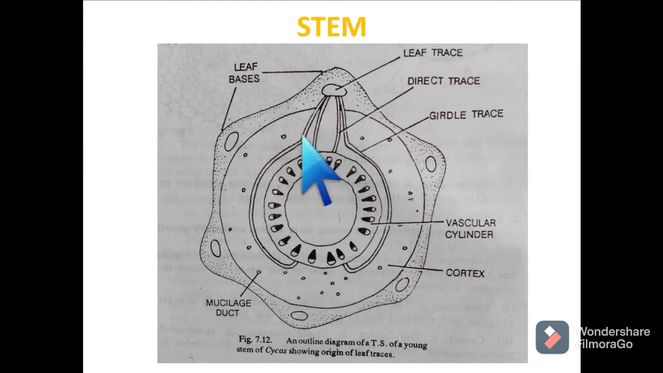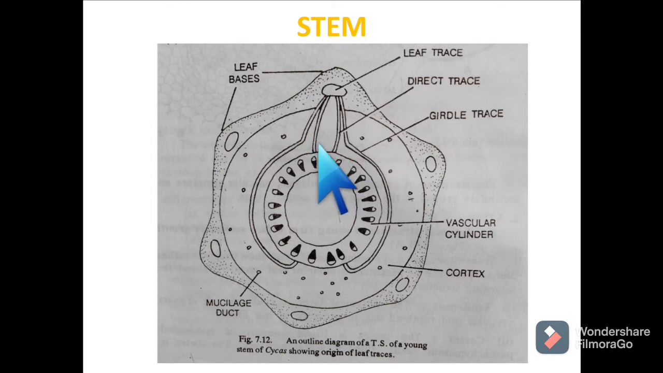Usually, as you can see here in this picture, 4 leaf traces are present. 1, 2, 3, 4. These 4 leaf traces arise from the vascular cylinder of the stem. And as you can see here, 2 of the leaf traces arise directly towards the side of the leaf. Okay, these 1 and 2.